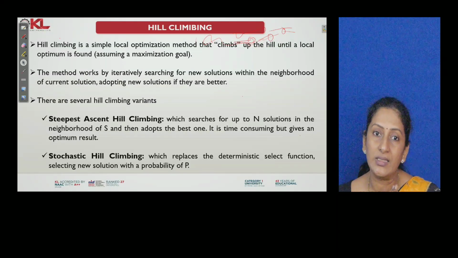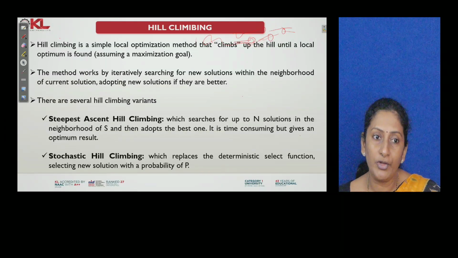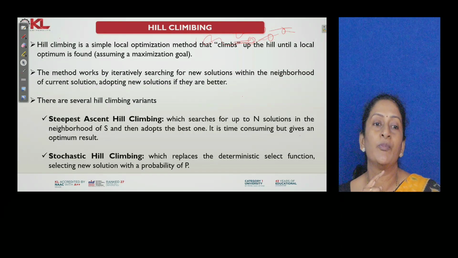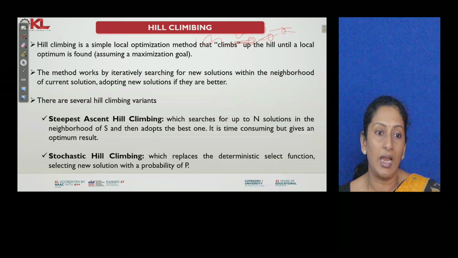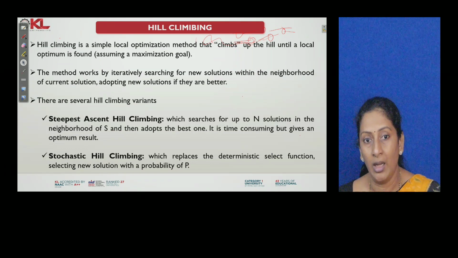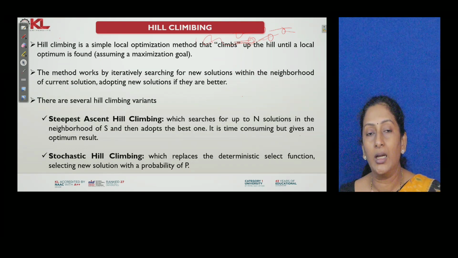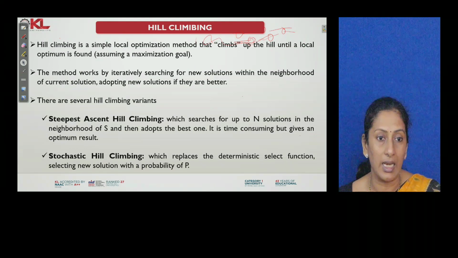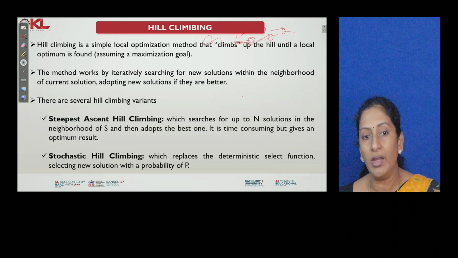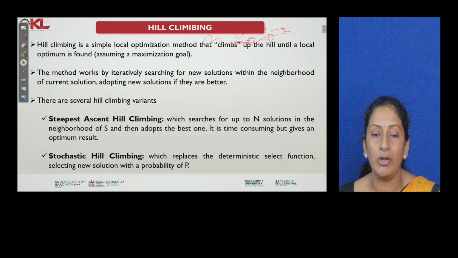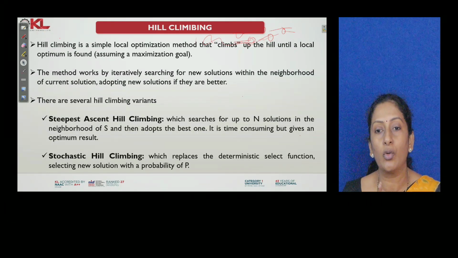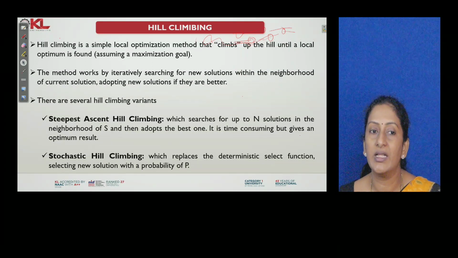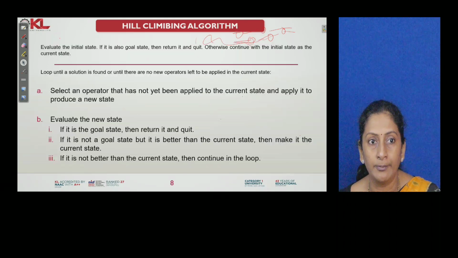The basic one is simple hill climbing. Apart from this, we have two more techniques of hill climbing, that is steepest ascent hill climbing and stochastic hill climbing. We completely learned about simple hill climbing, and we'll also discuss steepest ascent hill climbing. Stochastic hill climbing, we will see only the introduction part. I will only tell what is stochastic. We are not going to discuss the entire stochastic hill climbing in this session.